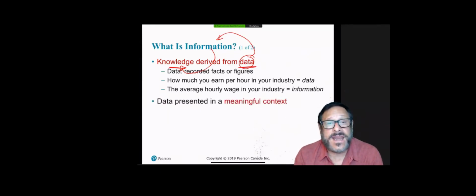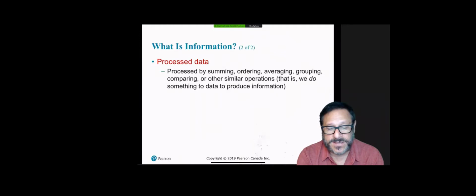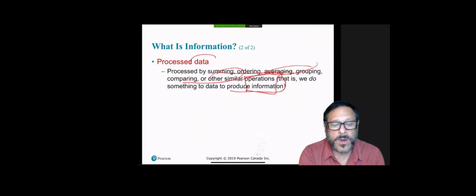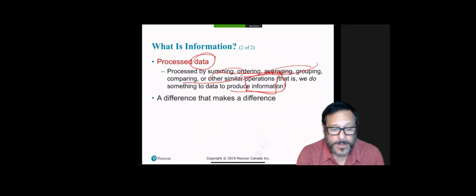Data is then presented in a meaningful context. By changing data into information, what we have is not just a series of facts, we now have information that we are able to use. So what is information? Information is processed data. Processed by summing, ordering, averaging, grouping, comparing, or other similar operations that produce information. Another long-winded way of saying we are going to manipulate, we're going to process the data and change that into information. It's a difference that makes a difference.